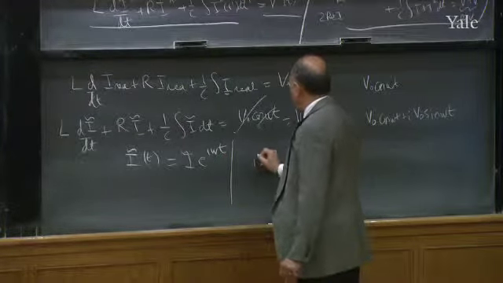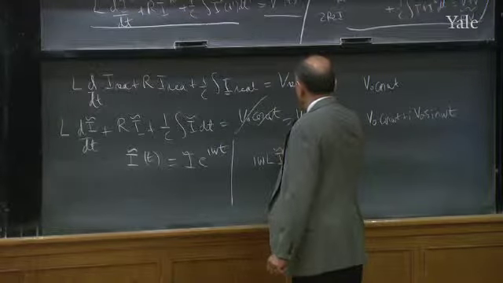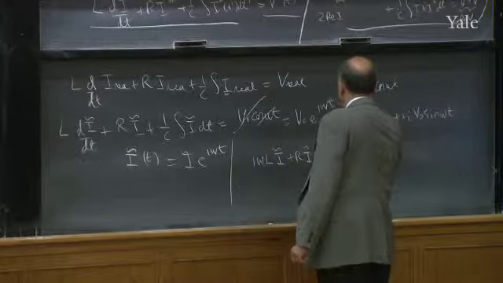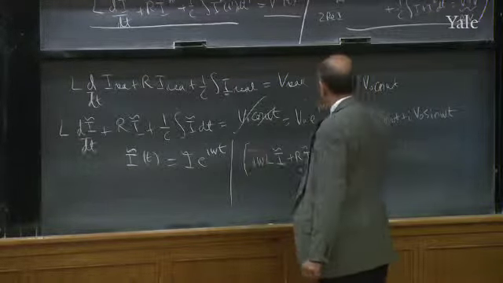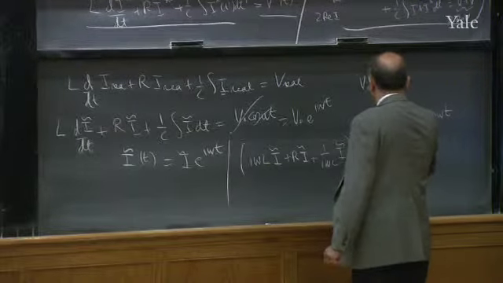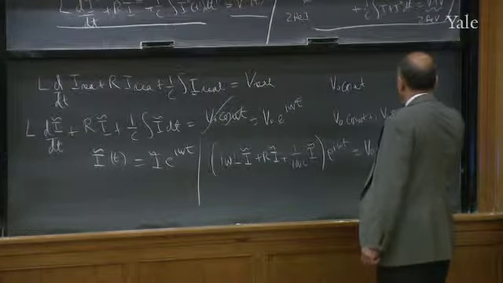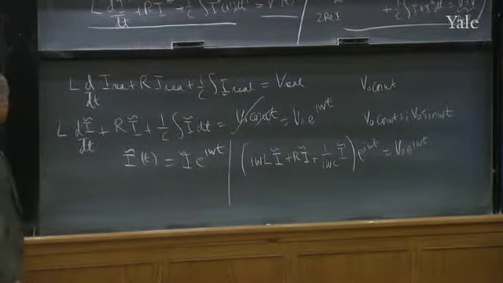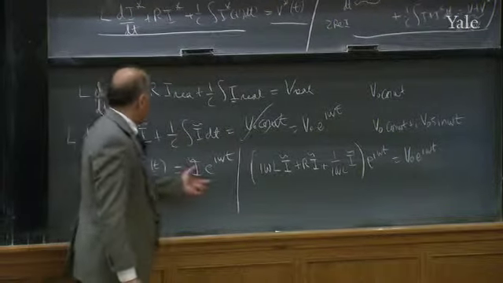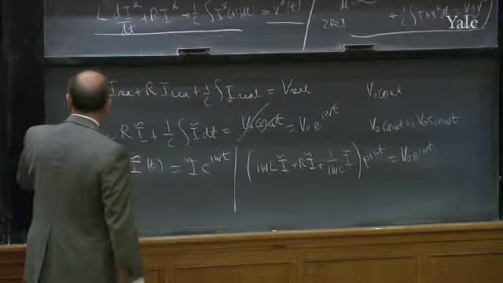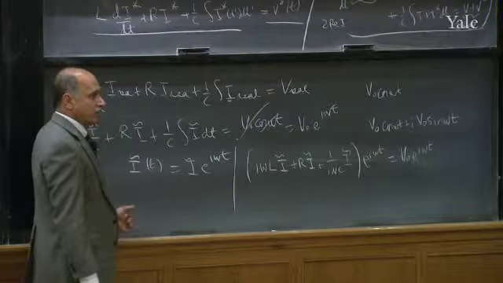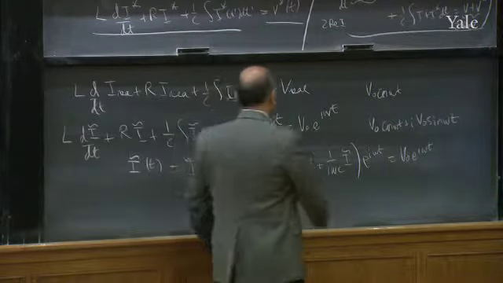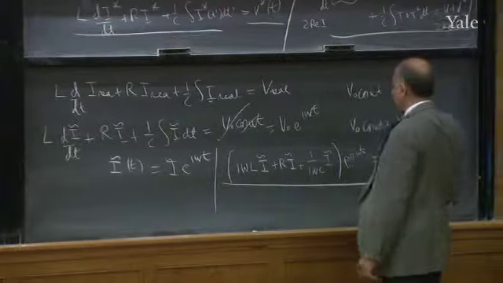You will find you will get i omega L times I twiddle plus R times I twiddle plus 1 over i omega C times I twiddle, times e to the i omega t, is V0 e to the i omega t. This is because if you assume the current is an exponential, every derivative is equal to an i omega, and every integral is equal to 1 over i omega, and multiplying is just multiplying. So the d by dt's got replaced by i omega, and you get this equation for I twiddle.